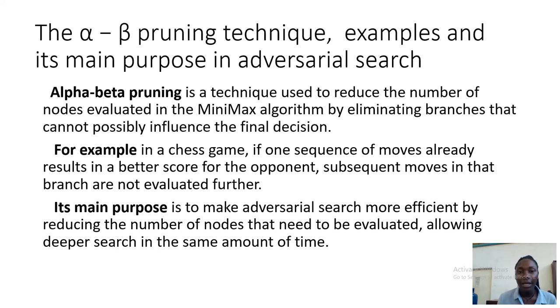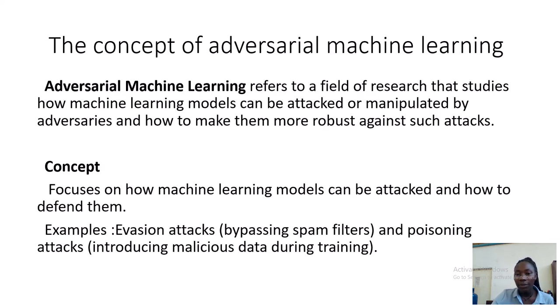So let's talk about the alpha-beta pruning technique, examples, and the main purpose in adversary search. Alpha-beta pruning is a technique used to reduce the number of nodes evaluated in the minimax algorithm by eliminating branches that cannot possibly influence the final decision. For example, in chess games, if one sequence of moves already results in a better score for the opponent, subsequent moves in that branch are not evaluated further. Its main purpose is to make adversary search more efficient, reducing the number of nodes that need to be evaluated, allowing deeper search in the same amount of time.